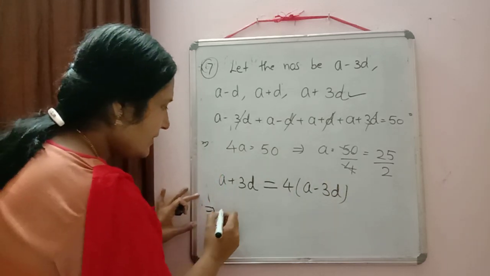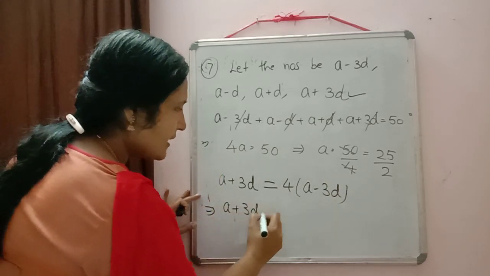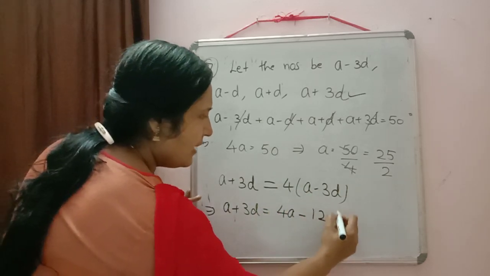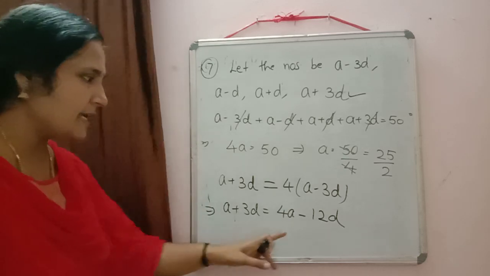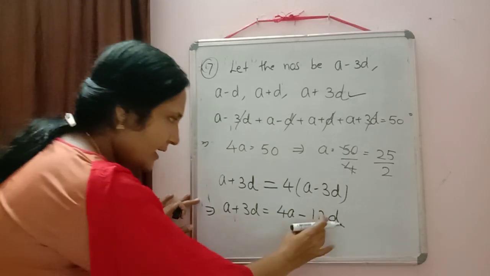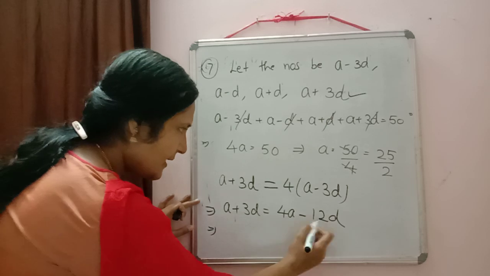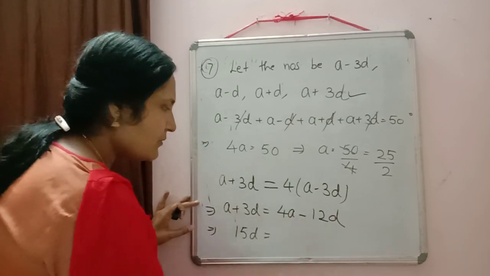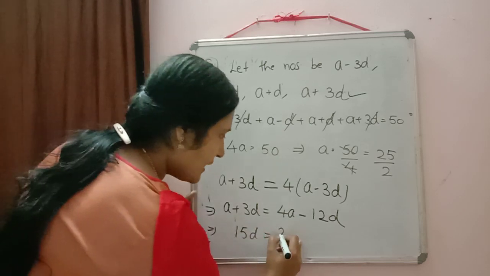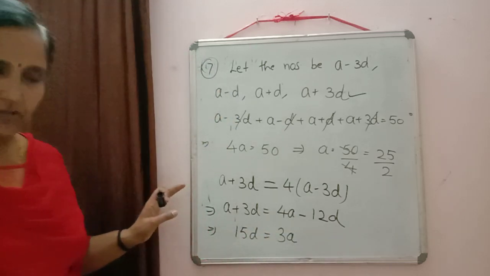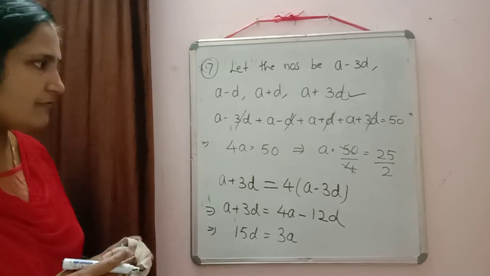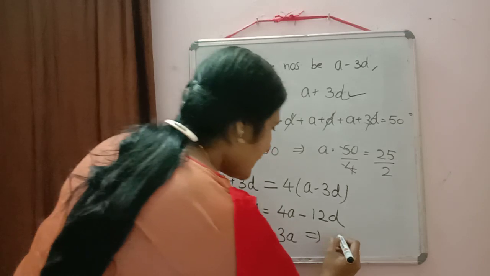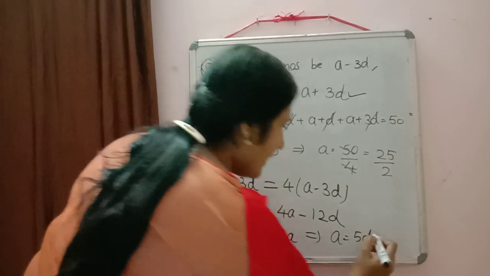Now we'll simplify it. A plus 3D is equal to 4A minus 12D. Now we can shift the expression there. 3D plus 12D, so 3 plus 12 will be equal to 15D is equal to 4A minus A. So that will be equal to 3A. So we are getting 3A is equal to 15D. Again we can divide it by 3. So we will get A is equal to 5D.